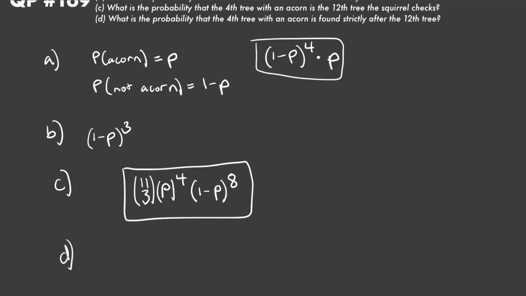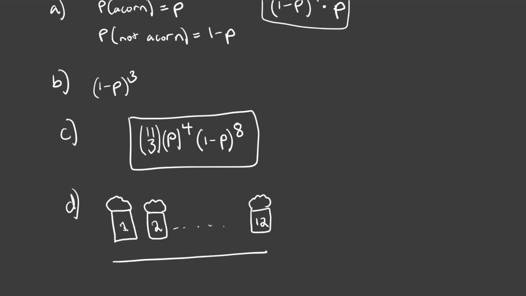We just need to find the probability that the 4th tree with an acorn is found strictly after the 12th tree. So if I have my 12 trees like this, I don't know how they're such bad trees. I forgot how to draw a tree apparently. But in order for the 4th acorn to come strictly after the 12th tree, so anywhere from the 13th tree all the way up to the infinitieth tree, I'm basically going to have at most 3 acorns to be found among the first 12. But that probability right there is just going to be binomial, right? It's going to be the sum of a bunch of binomials, right?